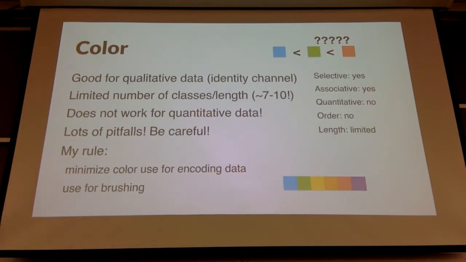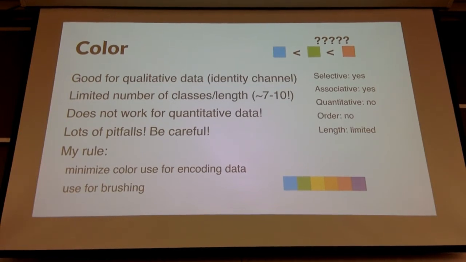Color is good for qualitative data, for the identity channel. We have a limited number of classes, and we talked about color in the perception lecture a lot. So usually you should never use more than 10 colors, and you have to be very, very careful of how you design a visualization with 10 colors. Usually you should limit yourself to 7 or less. It does not work at all for quantitative data.